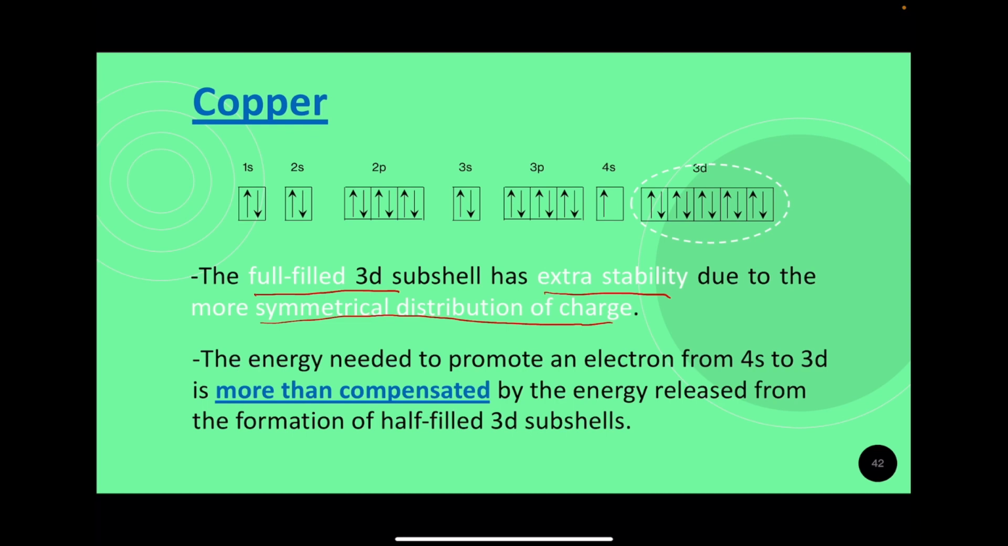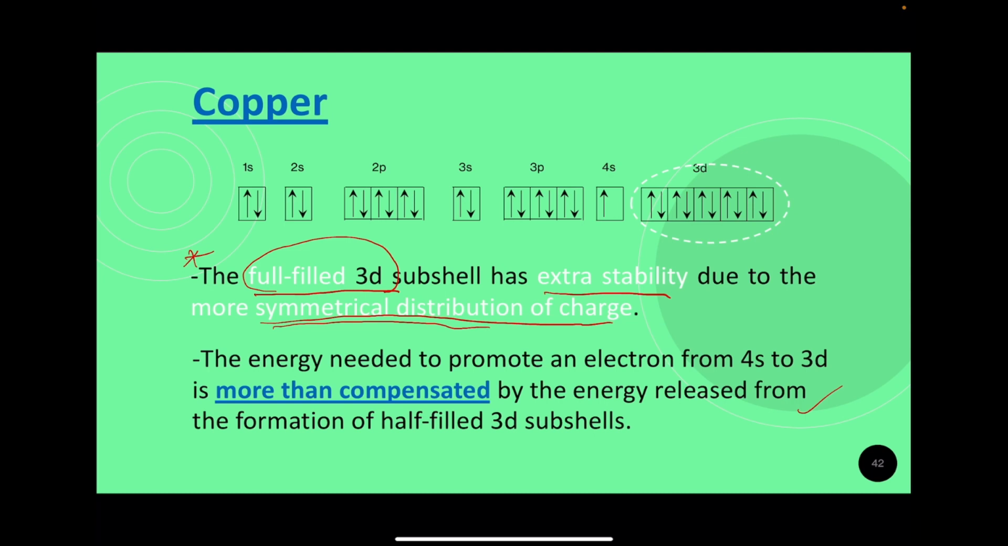So this one is the same as the previous one. So maybe in the exam, they will ask why copper has a special case in order to draw its electron configuration. When they ask like that, you can answer like this: because in copper, the 3d orbital gives the full-filled orbital, which will lead to extra stability to the electron arrangement in copper due to the symmetrical distribution of charge.